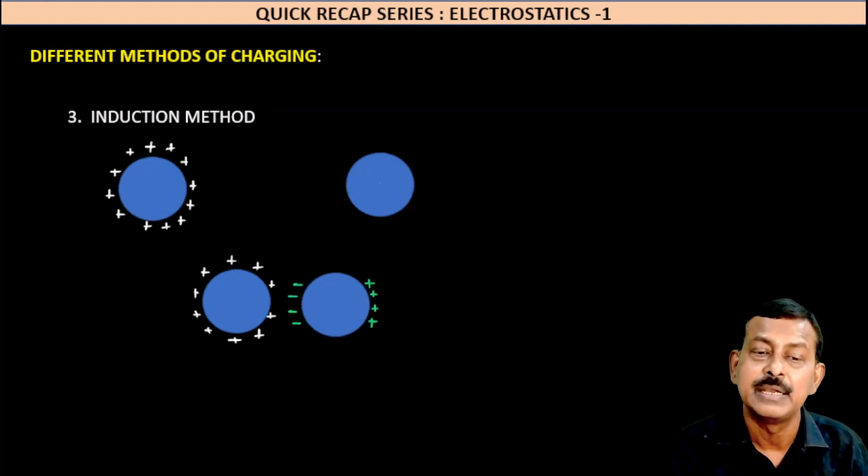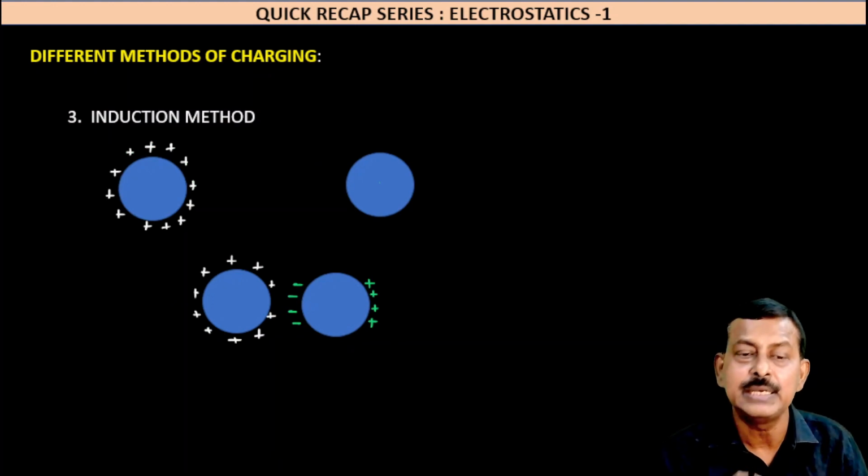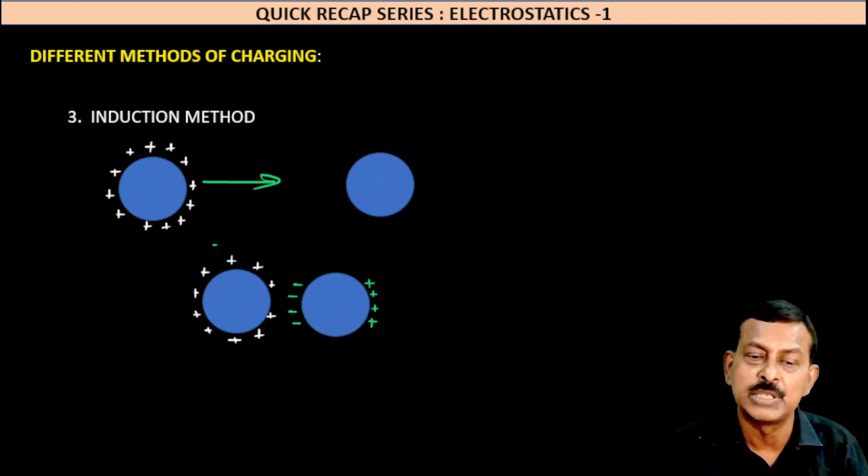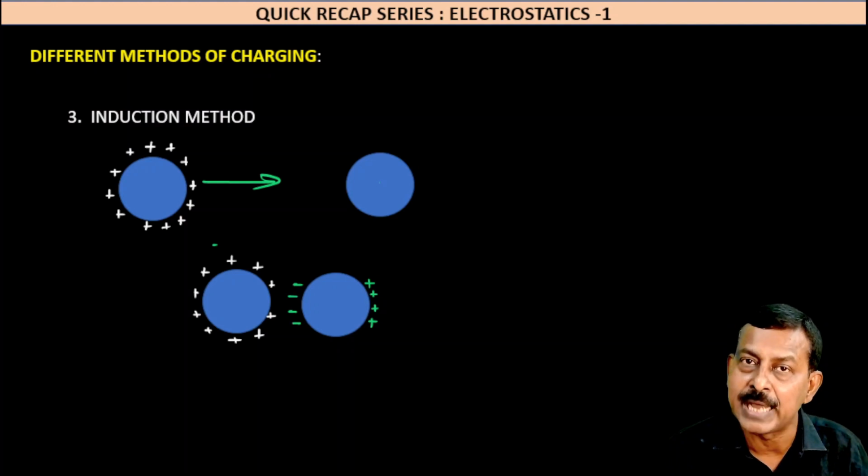Let's now take the induction method. Now in the induction method, what happens? We have a charged body. This is, suppose, your uncharged body. We bring the charged body close to the uncharged body without touching it. So there will be no contact between the two.